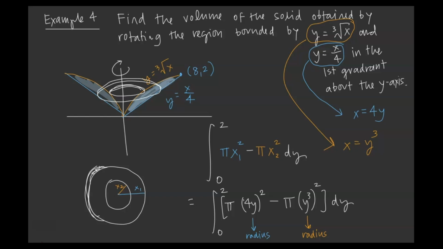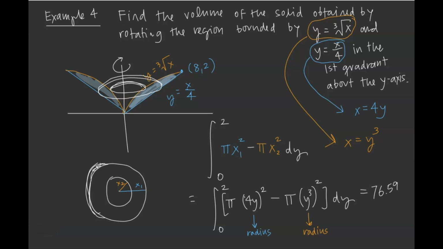And when I stick this into Desmos, I just put the pi outside of the integral because it's in each term. 4y squared minus y cubed, whoops, minus y cubed, and that's going to be squared. These are the two radii. And then all of that with a dy. And we get that the volume of that solid that's made up of an infinite number of washers will be 76.595.